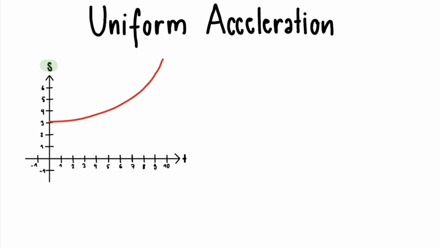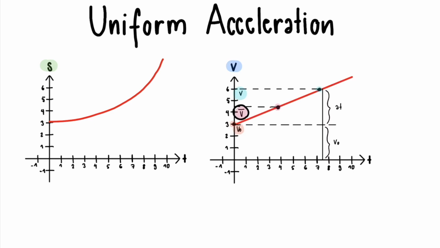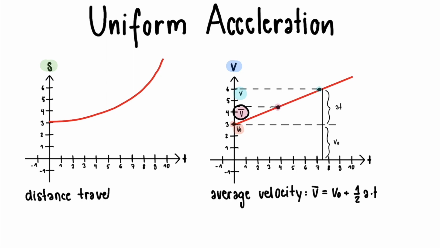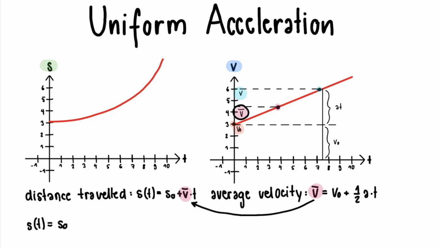This graph shows the position versus time graph. The average velocity is v average equals v0 plus 1.5 a times t. You travel the same distance in time t with constant velocity v average. The distance traveled is s as a function of time equals s0 plus v average times t. So if you plug in the average velocity in this formula, you get s as a function of time equals s0 plus v0 times t plus 1.5 a t squared.